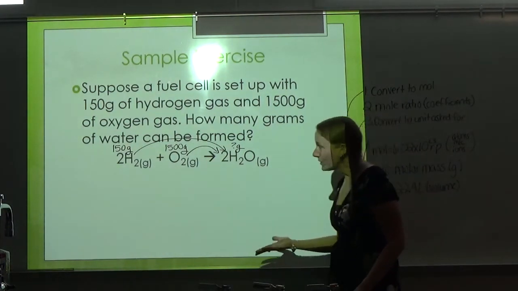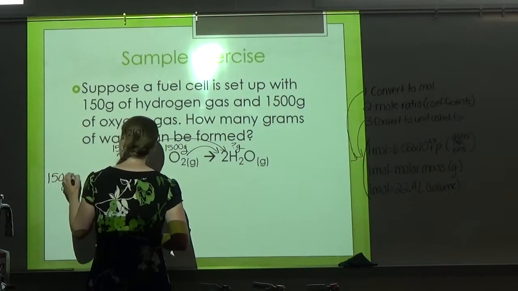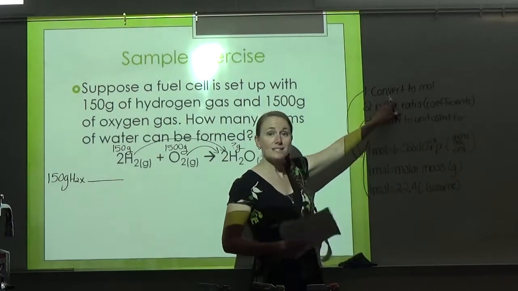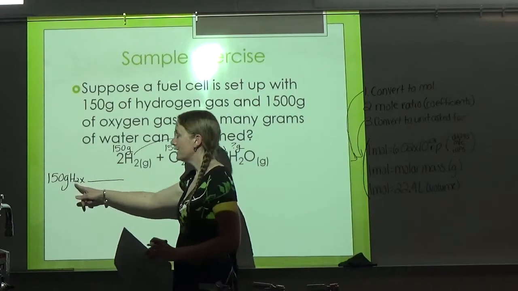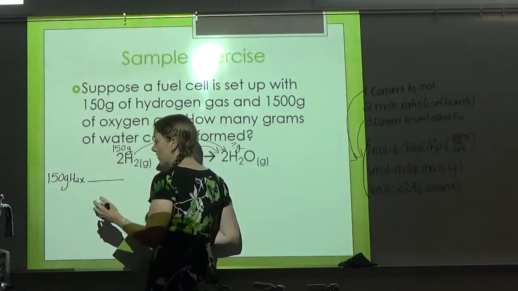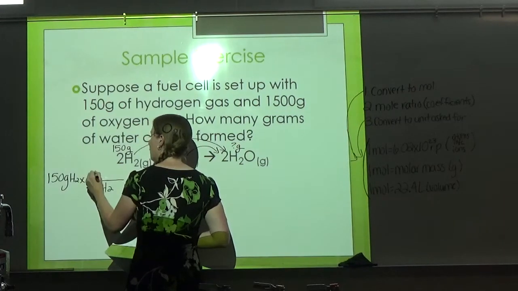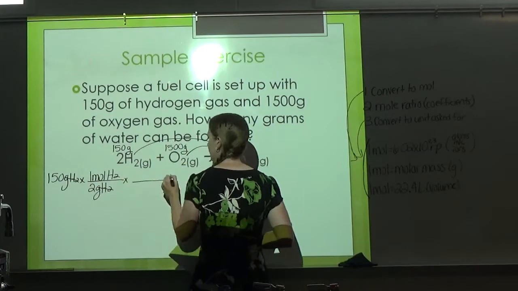Alright, so I'm going to go ahead and start with hydrogen. So I have 150 grams of hydrogen. And so my first step, of course, is to convert to moles. Since I have grams, I'm going to use molar mass. So for hydrogen, it's 1 times 2, so 2 grams per mole. So because I have grams on top, I'm going to put my 2 grams on bottom and my 1 mole on top, because molar mass, of course, always equals 1 mole of the substance.